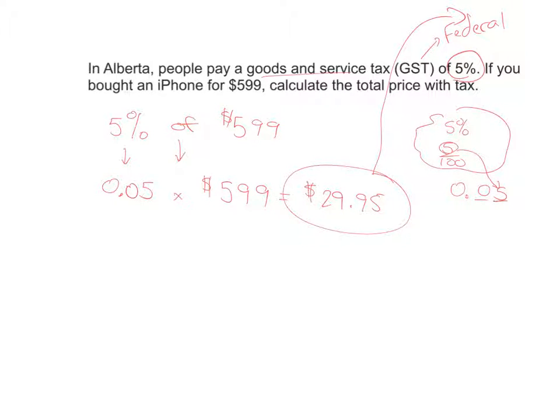So what's the total price? Well, you're going to have to pay $599 to get that little iPhone in your pocket, but you're going to have to pay the government of Canada $29.95. So when you add those two things up, you're going to get $628.95.